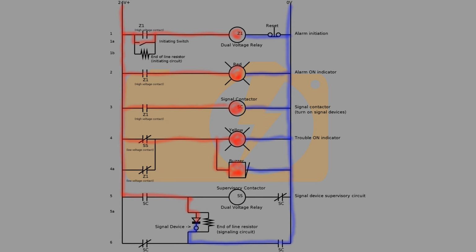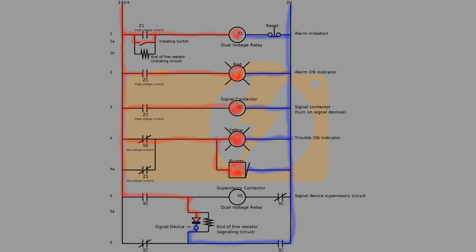In an alarm condition, the initiating switch on rung 1A will be closed. This makes the high voltage coil of relay Z1 active, closing the contact Z1 on rung 1. This means even if the initiating switch is open, the high voltage coil of relay Z1 will remain powered. On rungs 2 and 3, the high voltage contacts Z1 are also activated. This causes the red light to turn on and the signal contactor coil to be powered.